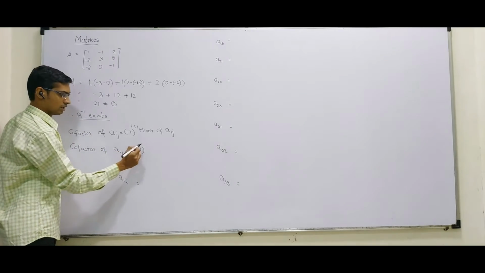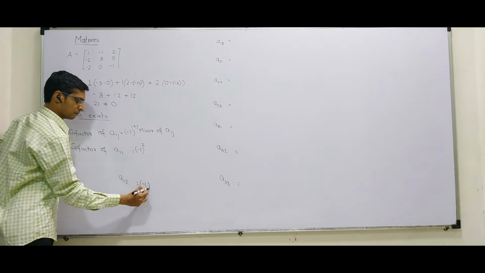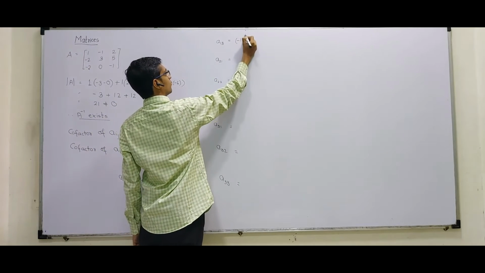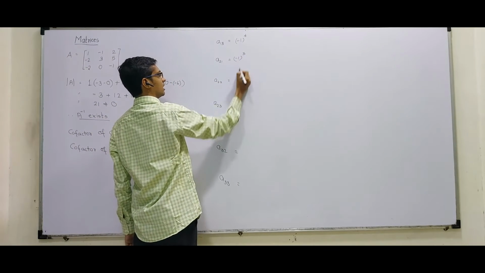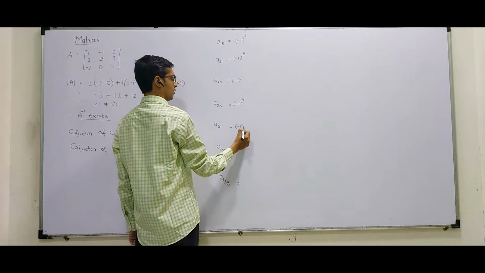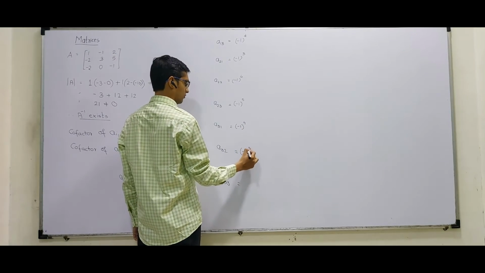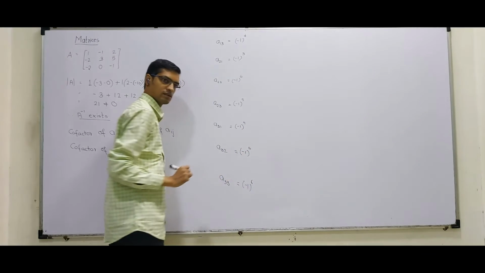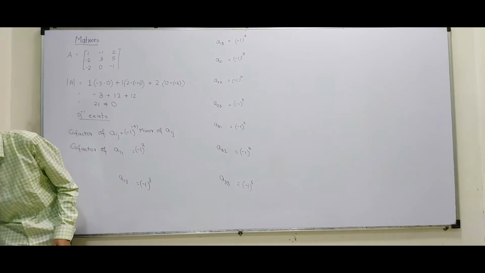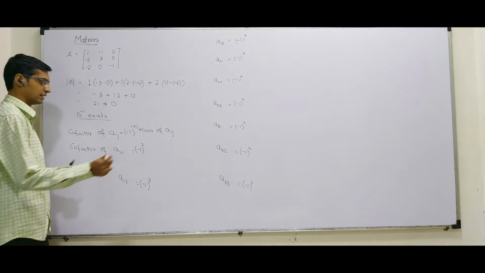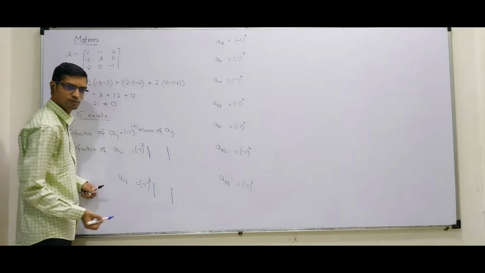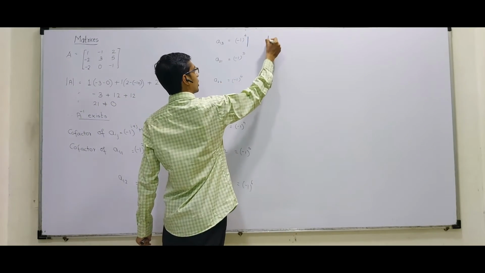Now for A11 क्या आएगा? -1 1 plus 1 2, -1 1 plus 2 3, -1 4, -1 3, -1 4, -1 5, -1 4 5 6. Now I need to find the minors of each of the cofactor. तो क्या आएगा? Since it is 3 by 3, so every minor will be 2 by 2. Every minor will be a 2 by 2 matrix.